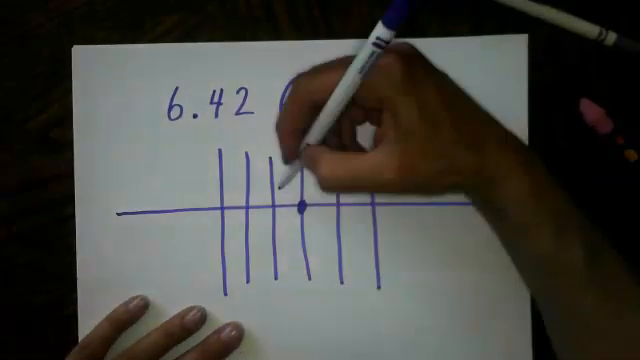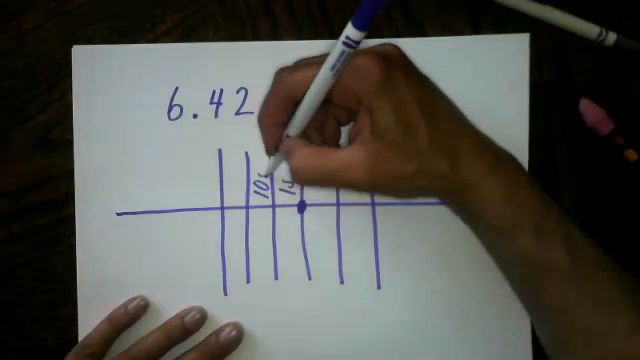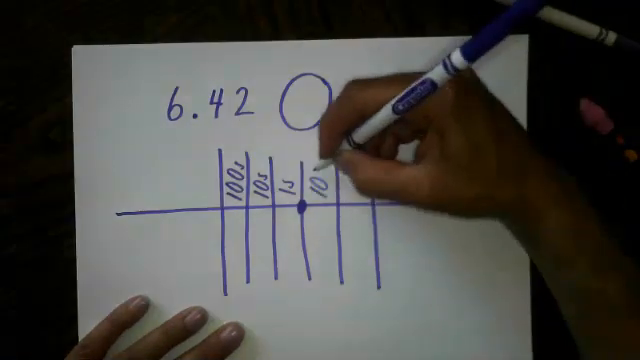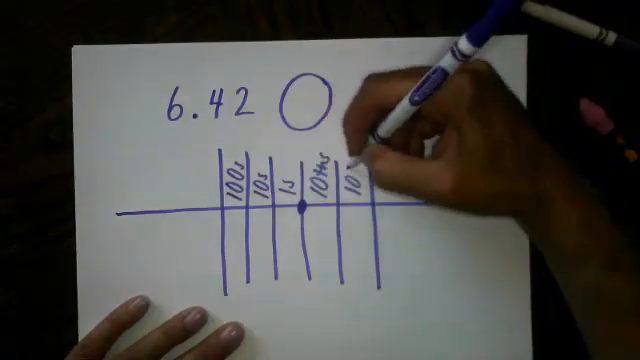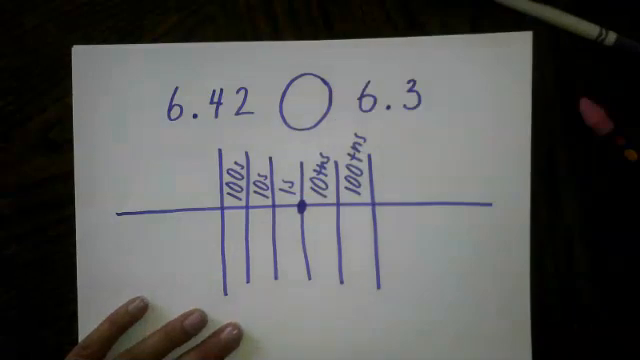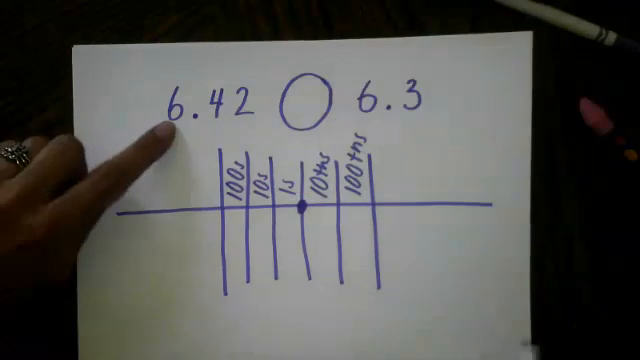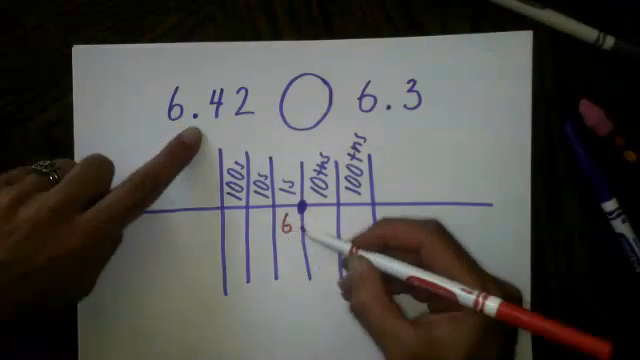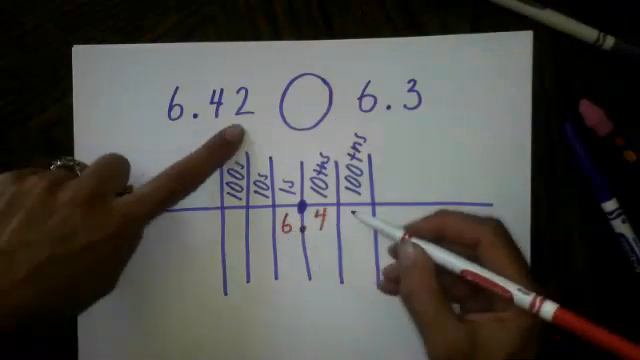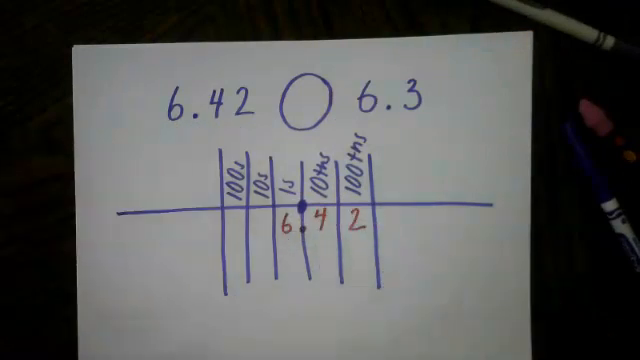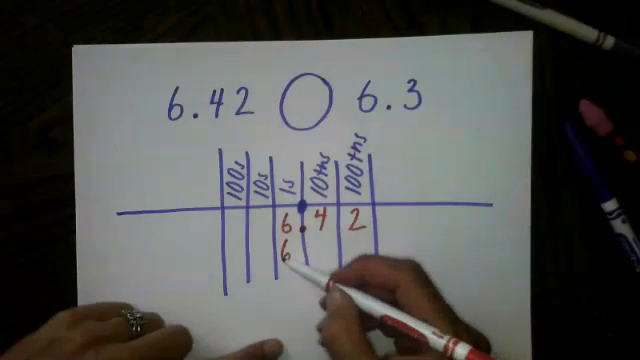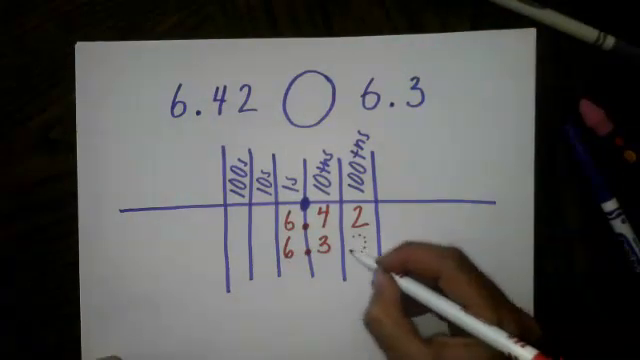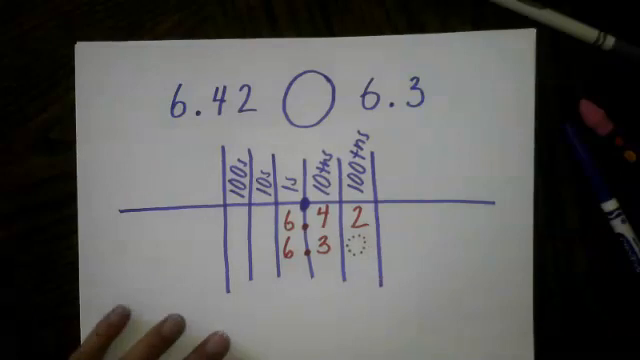Okay, I'm going to draw a number line. And as usual, I'm going to label it ones, tens, hundreds, and tenths, and hundredths. Okay, so this is the 6 is ones. So I'm going to write in 6 and 42 hundredths, and then 6 and 3 tenths. And again, I know that there could be an invisible 0 there.